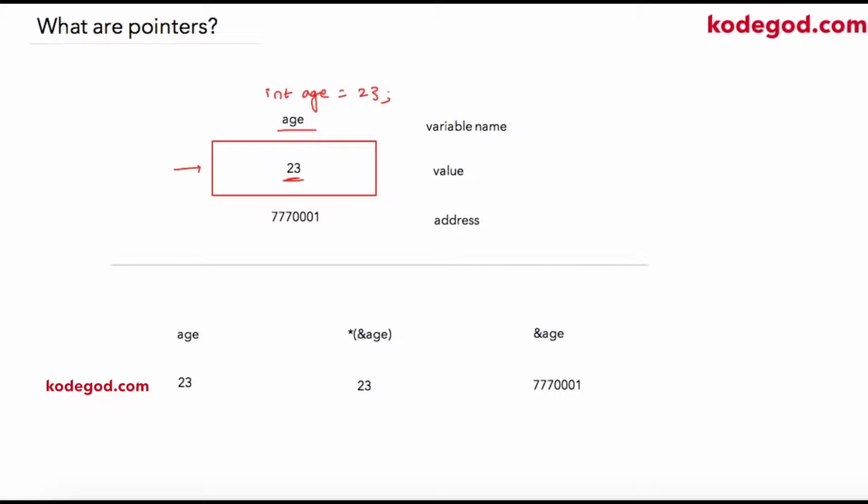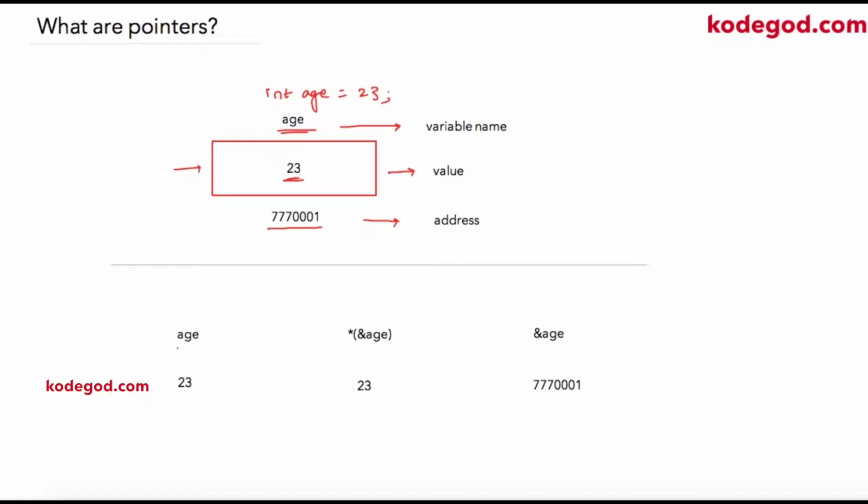All memory locations have some address associated with them. That is how the compiler accesses the variable. So this age is your variable name, 23 is the value stored at the address of age, and this is the address. So let us see how these can be denoted in C language.